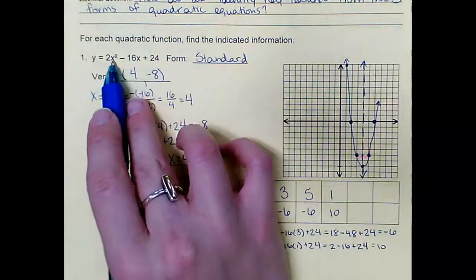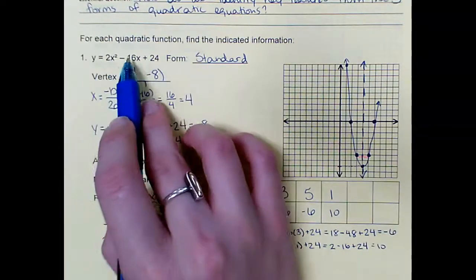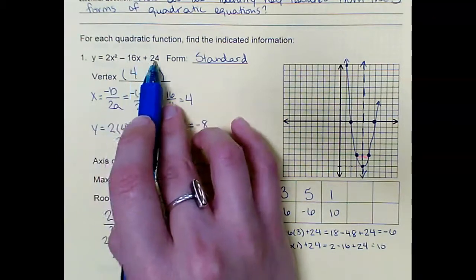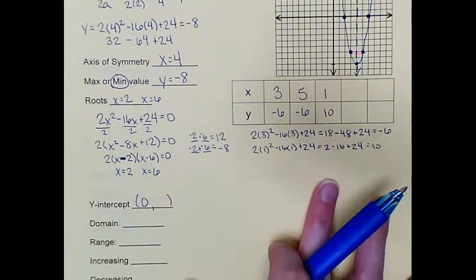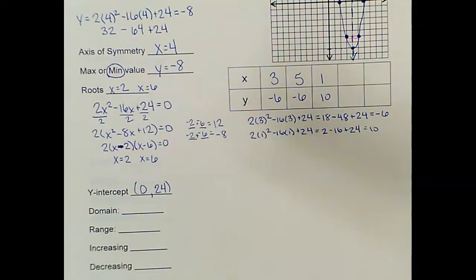So if 0 is here, 0 squared times 2 is 0. Minus 16 times 0, that's still 0. And then you have plus 24. So 24 is the y value for my y-intercept.